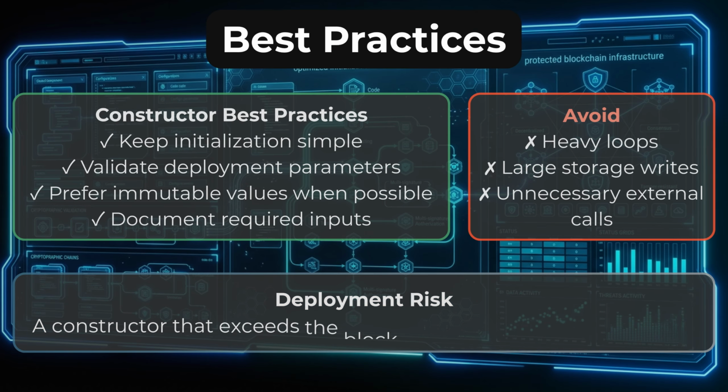Keep constructors simple and focused on initialization. Validate critical input parameters, because bad deployment values may be impossible to fix later. Avoid heavy loops in constructors since deployment gas can become very high. A constructor that exceeds the block gas limit will prevent the contract from being deployed.